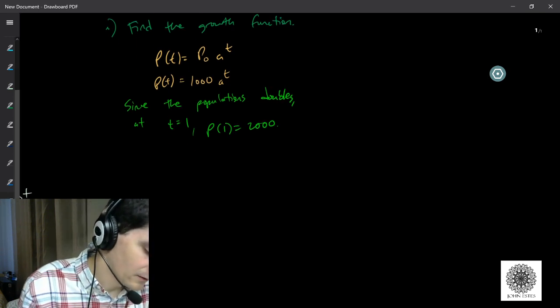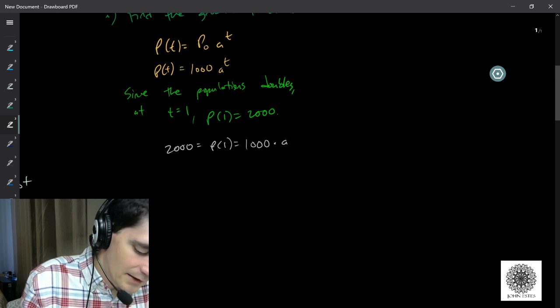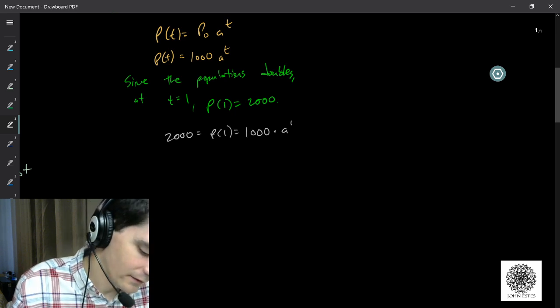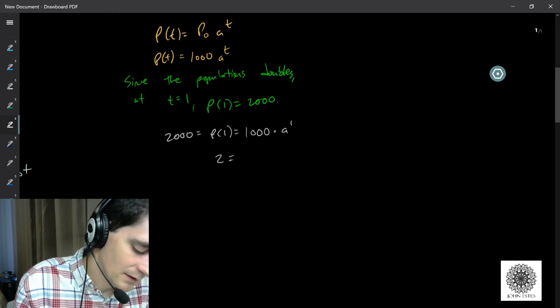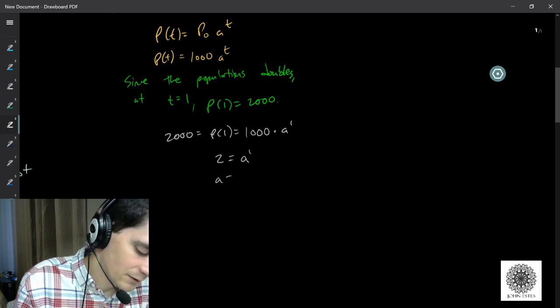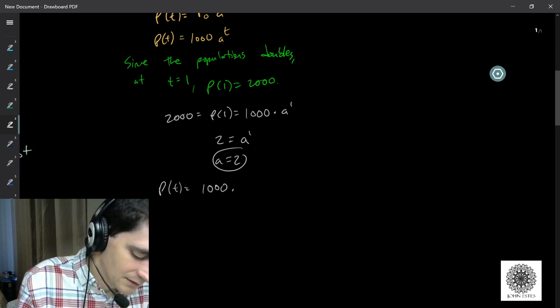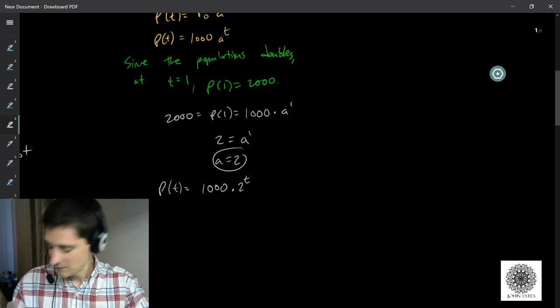Because now what I know is that 2,000, which again is p of 1, equals 1,000 a to the first power, okay? And so now I can divide both sides by 1,000 and end up with 2 equals a to the first power, or just a equals 2. So my model that models the situation is 1,000 times 2 to the t power. Okay, does that make sense?